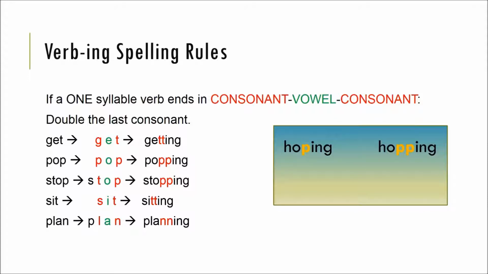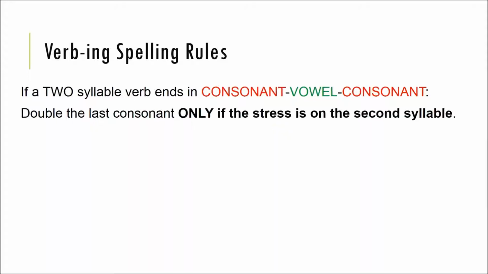Notice the difference in these two words. One has one P and the other has a double P. Hope and hop are the original verb, the base verb form, right? So hope follows the rule where you drop the E and add ing. Becomes hoping. Hop, one syllable, consonant, vowel, consonant means we need to double the last letter, becomes hopping. Notice how one extra letter makes the difference in the word pronunciation and the meaning.